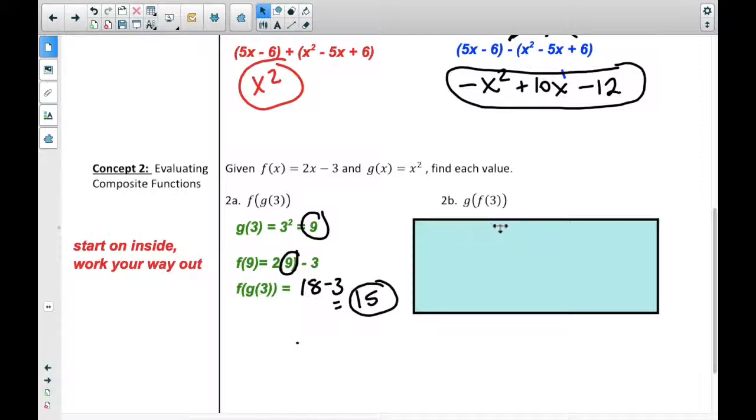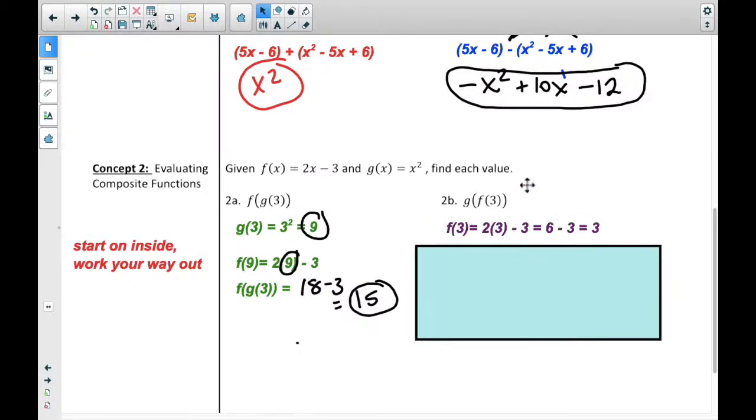Well, on this next example, it kind of looks the same, but this time we have to do f of 3 first, and then take that and plug it into the g of x to see what it's going to work out to be. And so f of 3, here's my f function. I'm going to plug in a 3 there for x. That's 2 times 3 minus 3. That's 6 minus 3, and that's 3. So f of 3 is 3.